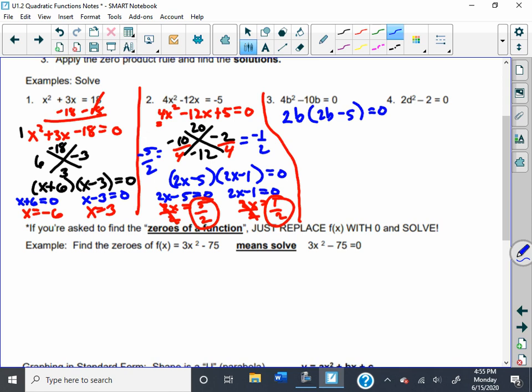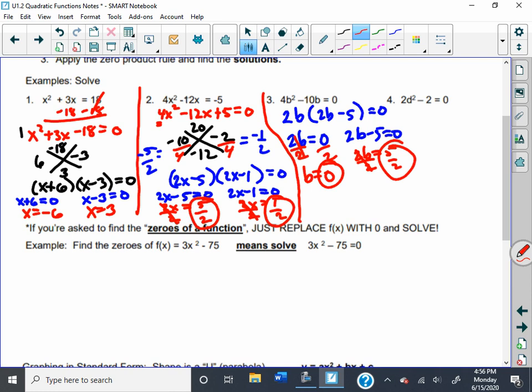All right, now we're going to set each of those equal to 0 because it's factored all the way. 2b equals 0 and 2b minus 5 equals 0. On the first one, we just divide by 2, and 0 divided by 2 is 0. The other one, we're going to add 5 over first, and then divide by 2. And so it's 5 over 2. So 0 and 5 over 2 are both answers.